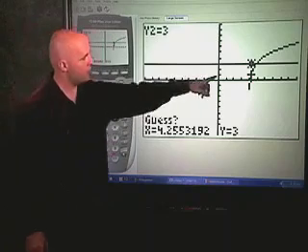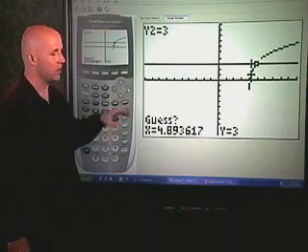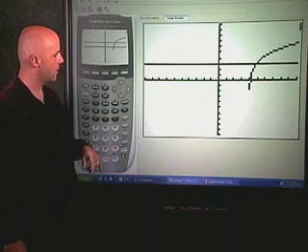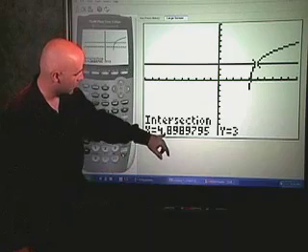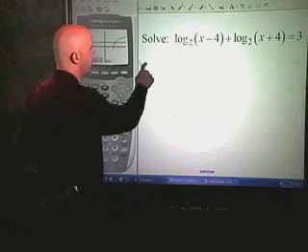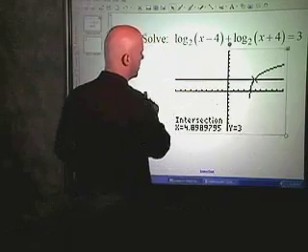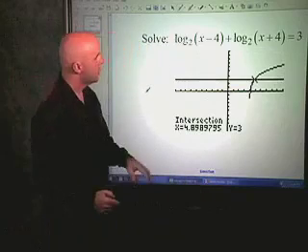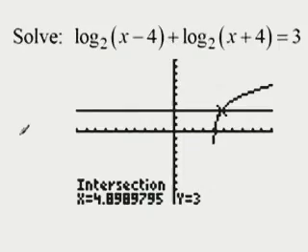And for our guess, we're actually pretty close to our intersection point, but we're going to scroll over just a couple more so we're a little bit closer and hit enter. And we get our intersection point is roughly about 4.899. So we'll go ahead and drag that over. So using our graphing utility, you can see that the solution set to this equation will be roughly 4.899.